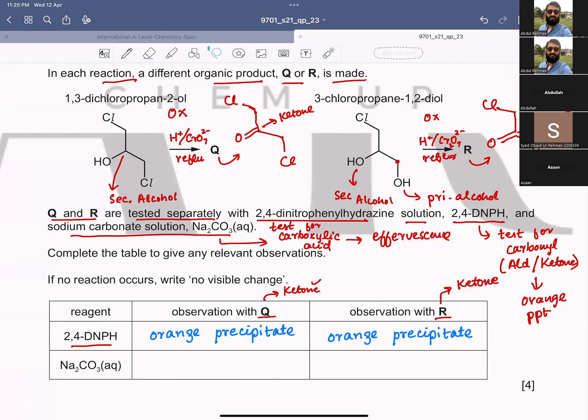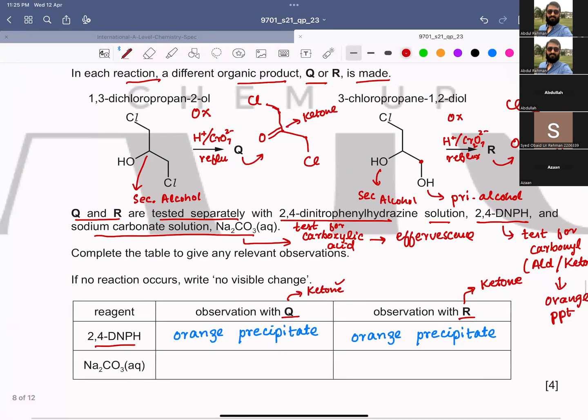And if you see further, when we are adding sodium carbonate to Q and R, Q has only a ketone, and a carboxylic acid is not present in Q, but a carboxylic acid is present in R. So here there would be no change. So I may write that no visible change, because if we mix them, we are not going to see anything happening.